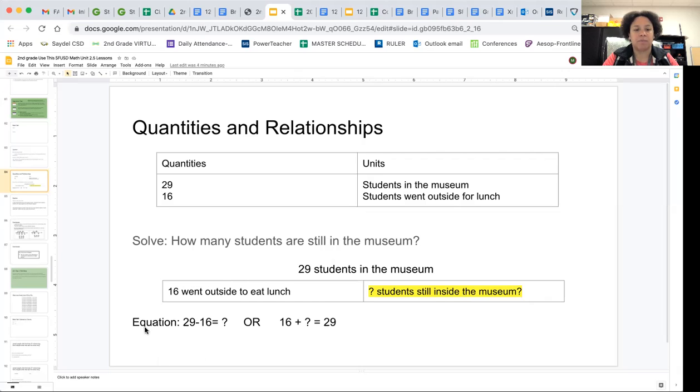So then you can think, what equation might go with this problem? There's a couple options. The first option might be 29 minus 16 equals question mark. So if we know our total and we take away a part, we will know how many are left over. Or you could do an addition problem like this. 16 plus question mark, because we have one part and we don't know the other part, so that's the question mark, equals 29, which is our total. Either one will get you the correct answer.